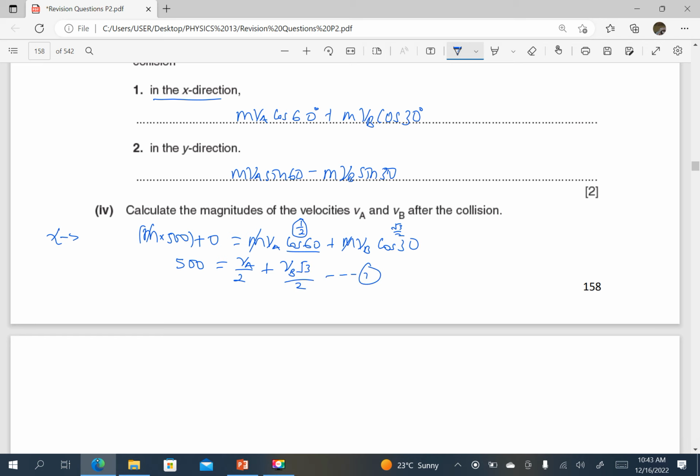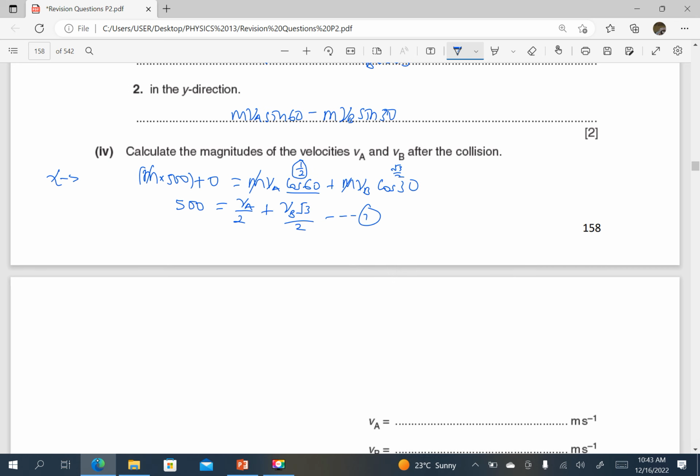That is one equation. I consider momentum in the vertical. Initially in the vertical, momentum is 0 because the particle was moving horizontally. There was no particle moving vertically initially. But after collision, momentum in the y direction is m VA sine 60 minus m VB sine 30. Note that m has cancelled, and remember, sine 60 is root 3 over 2. Sine 30 is a half.